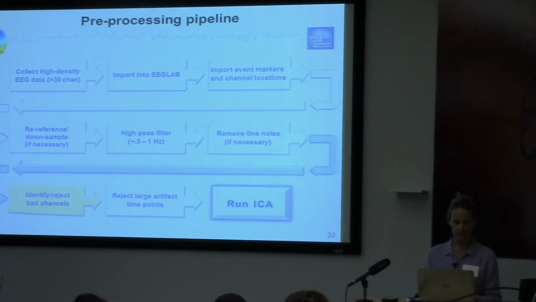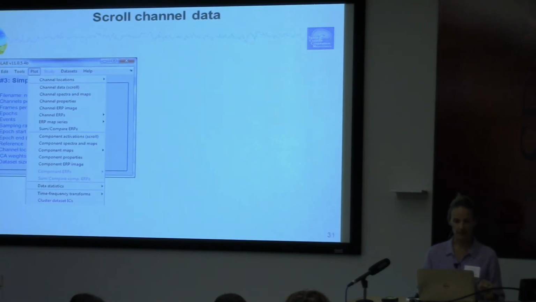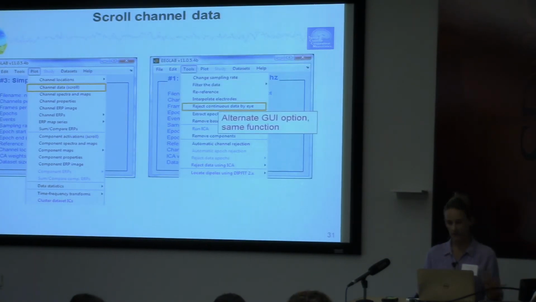All right, the next step is to identify and reject bad channels. Of course, it may not be necessary if all your channels are great, but there's a few ways to find bad channels manually and automatically. So manually, you can go to plot channel data scroll, or equally, you can go to reject continuous data by eye under the tools menu. These are the same option, just two different GUI options.